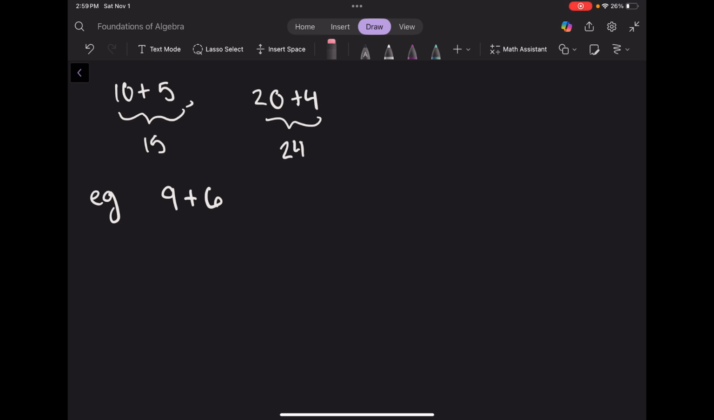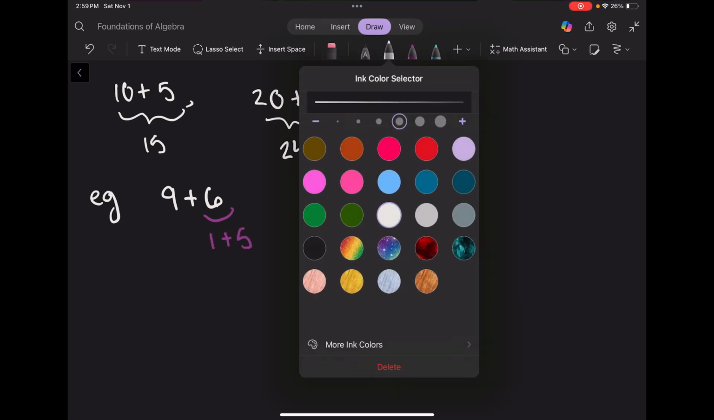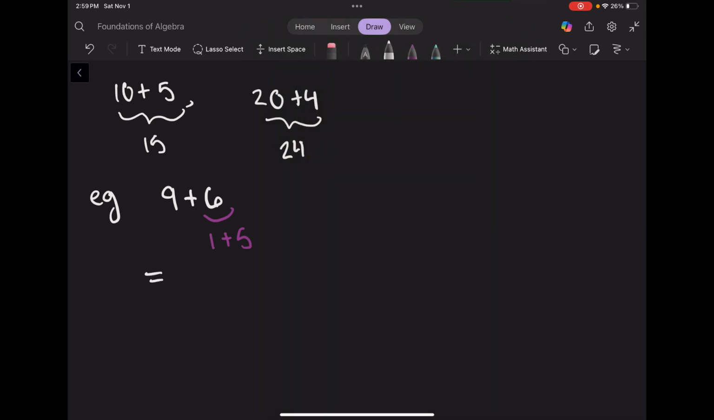So then what happens is I'm going to break apart this 6 into 1 plus 5, because 1 plus 5 is 6. And then my problem becomes 9 plus 1 plus 5. And then I know that 9 plus 1 is 10, so I'm bringing that down. And then I bring the 5 down, and boom. So this is another method that you can use. However, it does take a lot of practice, or maybe you're already a natural at it, but I figured I would mention it just in case.